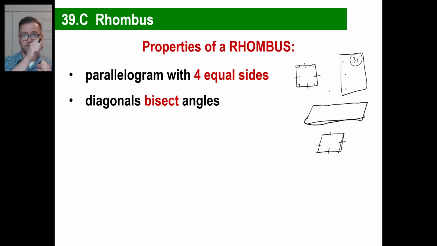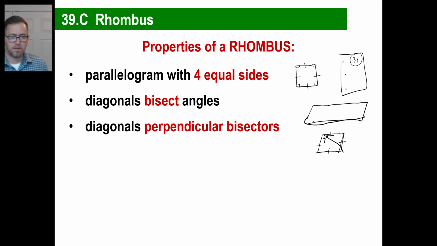Two angles next to each other add up to 180. The diagonals bisect each other. Also, the diagonals bisect the angles because of the side lengths. So if there's a diagonal and it bisects, then this angle here will be congruent to this angle right there. Second thing is the diagonals are perpendicular bisectors. In other words, if you have this and this, this would give you a 90-degree angle because they perpendicularly bisect each other.